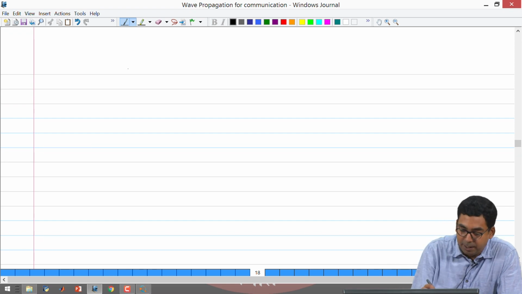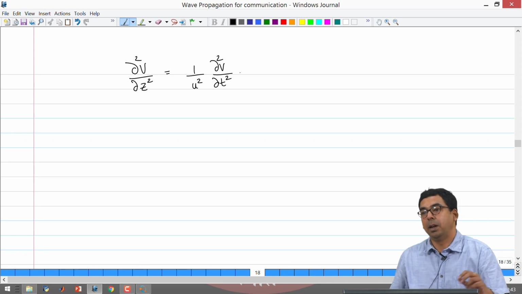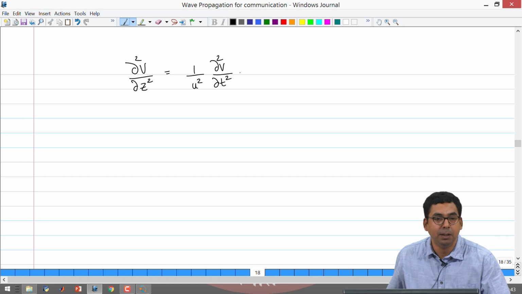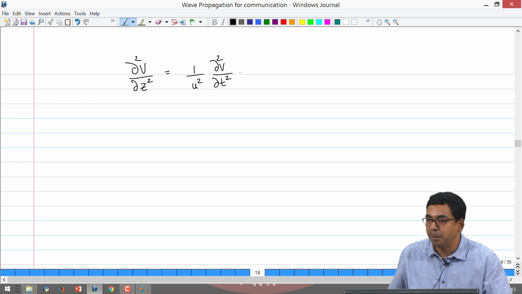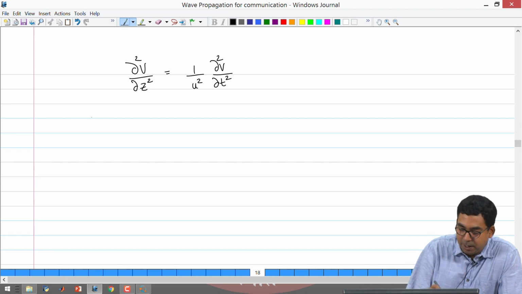Okay. So, I will write this down once again. Dou square V by dou Z square is equal to 1 by u square dou square V by dou t square. Now, we already know how to represent second order partial derivatives using the Taylor series expansions that we have got before. Dou square V by dou Z square, alright, can be written in terms of Taylor series. So, let us go ahead and do that, alright. Here, let us note that there are two independent variables.